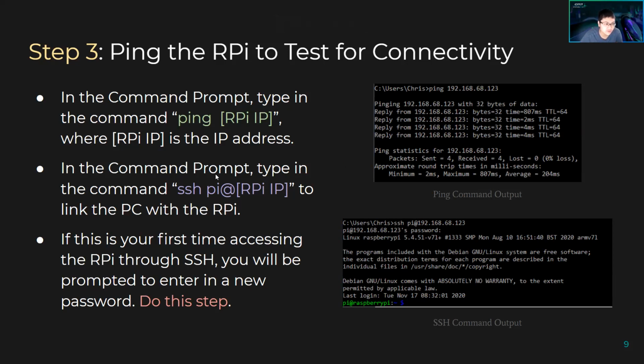Now, SSH stands for Secure Shell Connection. I think I got that correct. Secure Shell allows you to access another device on your network from your own command prompt. So we can use ssh pi@ and then add the Raspberry Pi IP address to link the PC with the Raspberry Pi. Okay. Now, if this is your first time accessing the Raspberry Pi through SSH, it'll prompt you to add a new password.